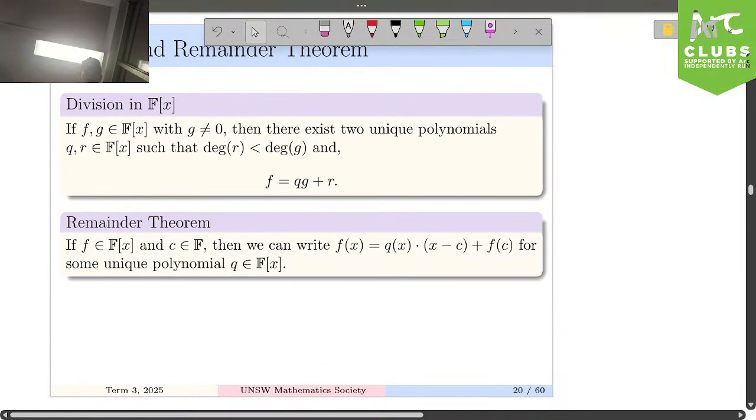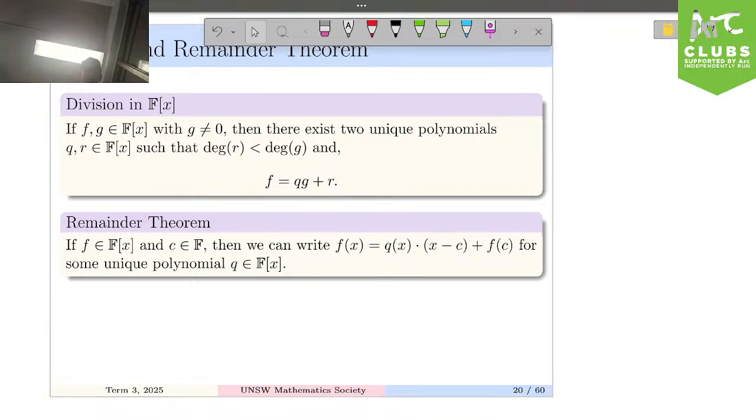We also have the remainder theorem. What we do is we say, if we divide by x minus c, we're going to have some remainder, which is equal to f of c, and we're going to have some quotient q of x. The reason that this remainder is f of c is because if I put c into here, we're going to have q of c times (c minus c), plus f of c. This is going to go to 0, and so we see that the remainder is just f of c. And this is for some unique polynomial q.